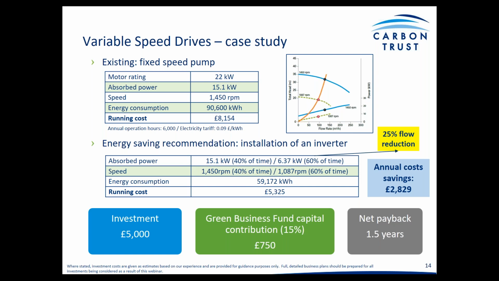In this case, we've just seen that the actual absorbed power was around 15 kilowatts, and given the existing energy consumption of around 91 kilowatt hours per year and £8,150 spent, we've just seen that by recommending and installing a variable speed drive on this application, which allows the motor to run for 6% of the time at 25% flow reduction, there are around £2,800 savings per year.